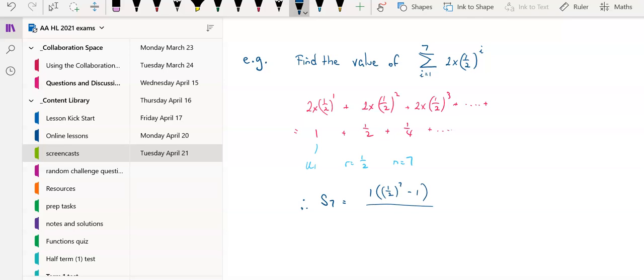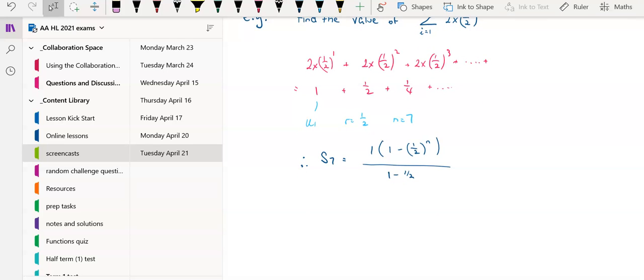Now, r in this case is a half, so I'd actually use my other formula, which reads u1, which is 1, times 1 minus r to the power of n over 1 minus r. The reason I've done that is to keep the denominator positive. Again, I know what n is. It's 7. So this just needs to be run through the calculator.